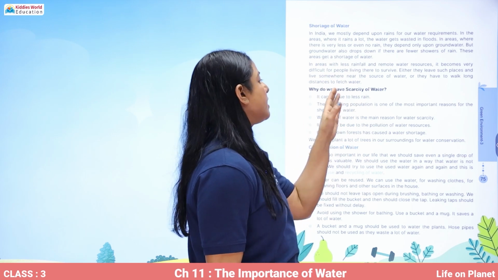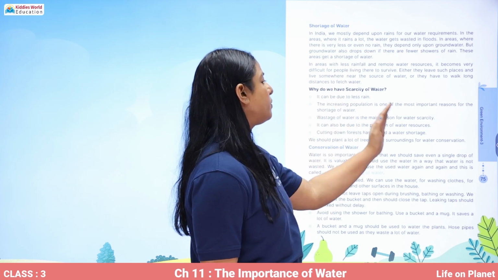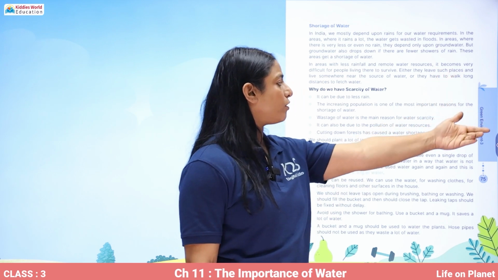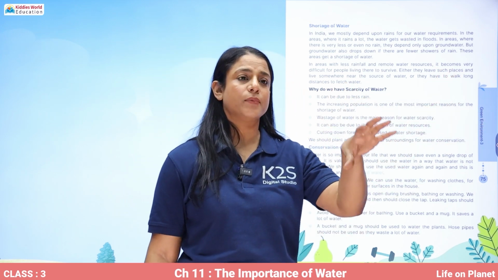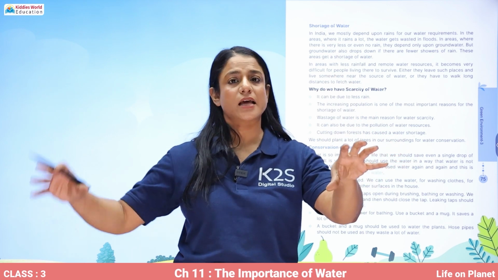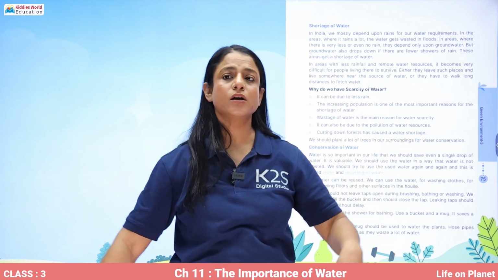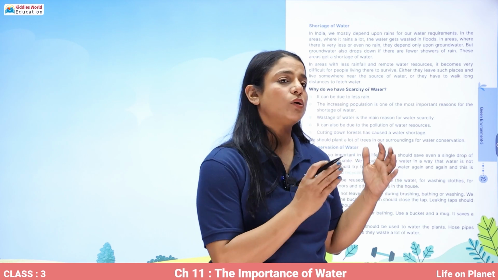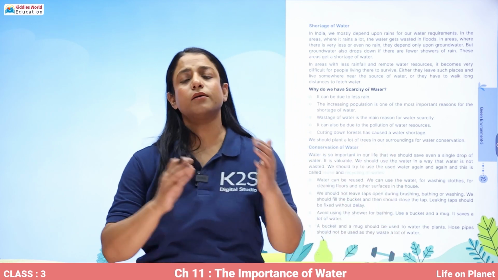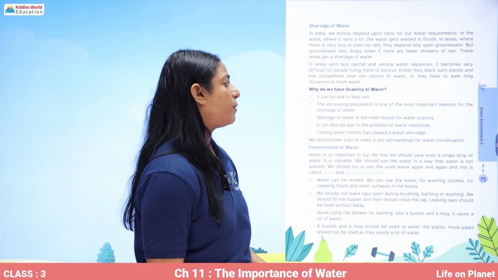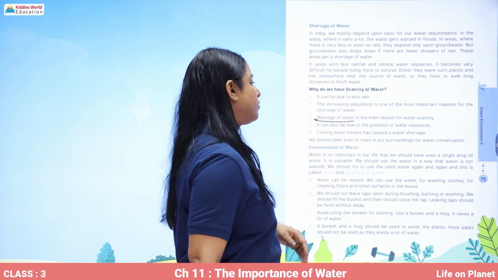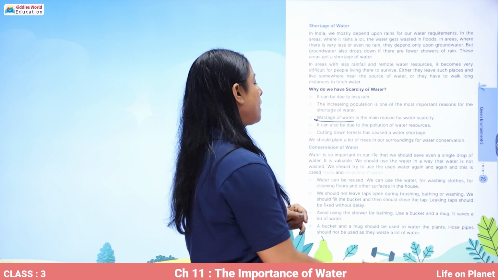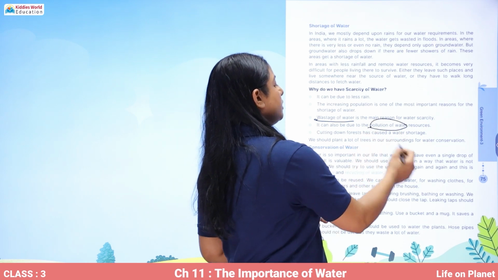It can be due to less rain. The increasing population is one of the most important reasons for shortage of water. The water is limited because there are limited water bodies and the population is increasing. So the amount of water present is not sufficient for the number of people. Then wastage of water is the other main reason for water scarcity. And also water pollution.